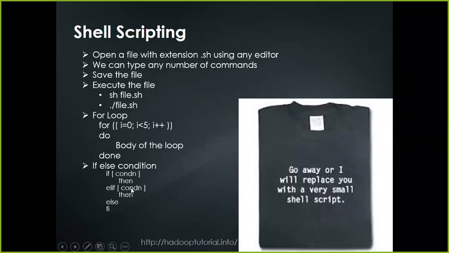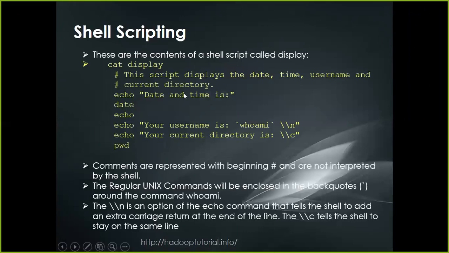And you have if-else conditions. But here, the closing keyword for if is the reverse of if, fi. For else if, we have elif, and for else we have else. And for loop, we have it this way: for i equal to 0, i less than, same as your C language or Java, but we have do and done. All the body statements of your for loop should be present between do and done. So just put these statements into some shell script, run this and observe.